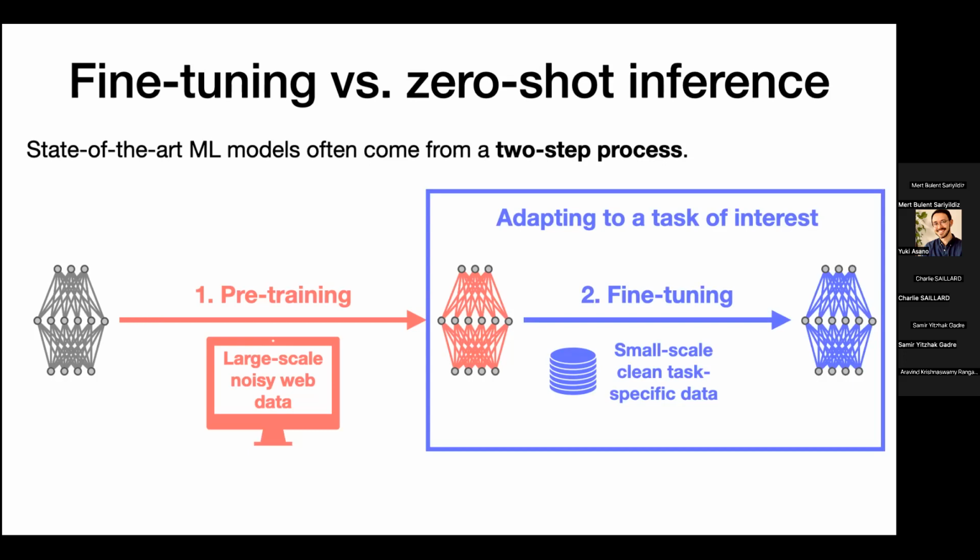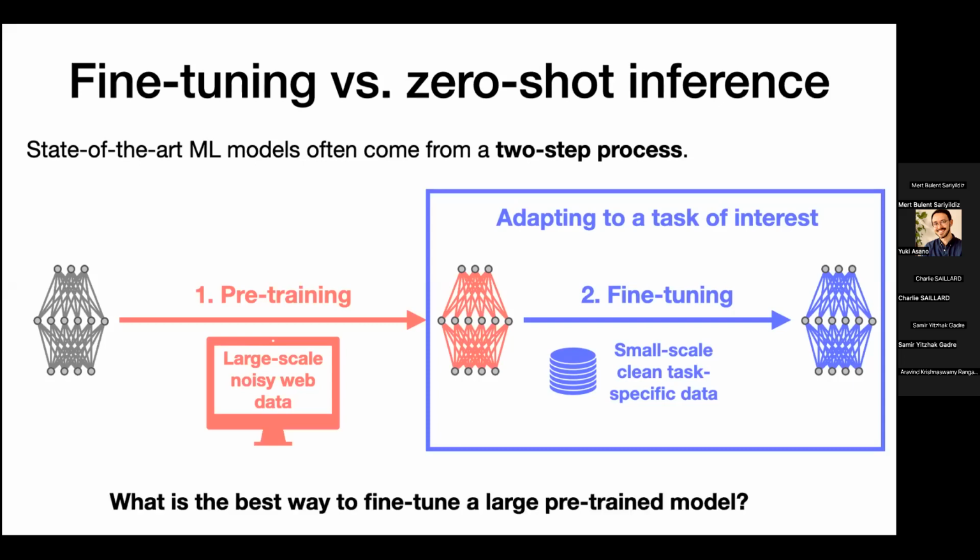Specifically, we say that the model that has been pre-trained can do certain tasks zero-shot. What we mean is that it's able to do these tasks, at least to some degree, even without the fine-tuning step. So one question that we might have is, what is the correct way to fine-tune a very, very large model?